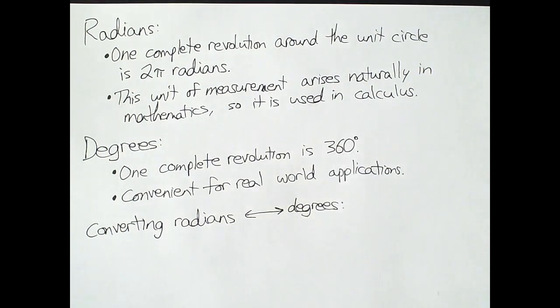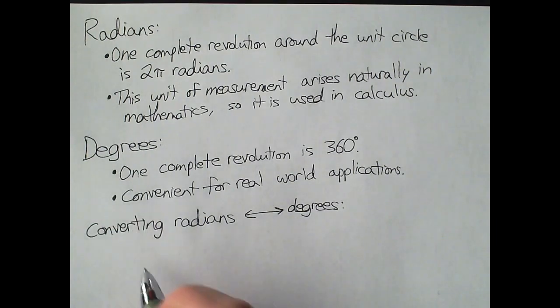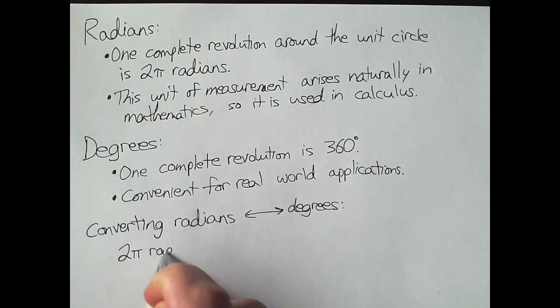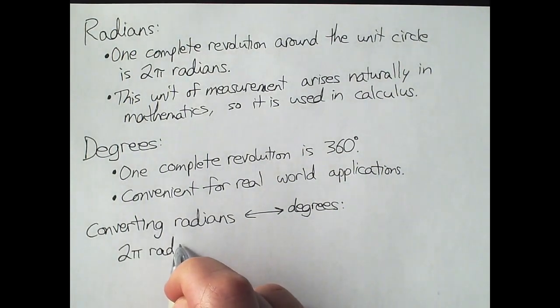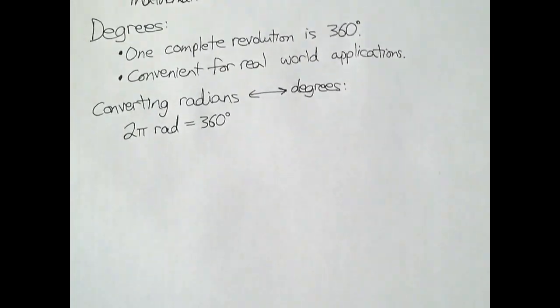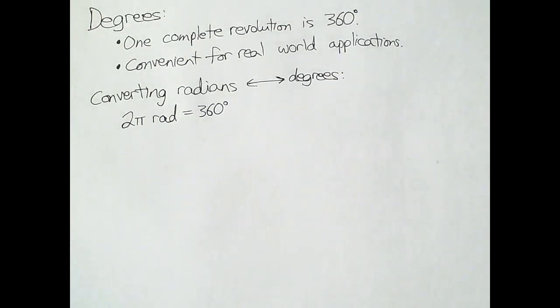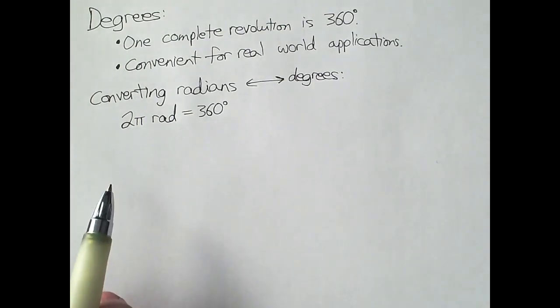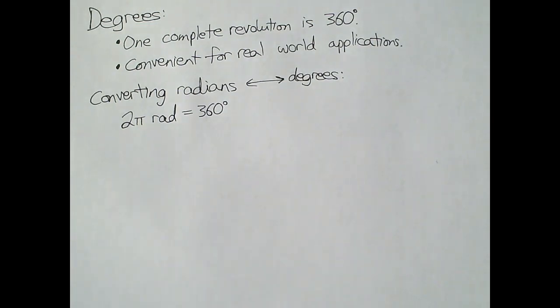But in general, if I said pi over 3 radians, or if I said pi over 6 radians, or some other number, we want to know how to convert. So let's start with the fact that 2 pi radians is equal to 360 degrees. We're going to use this to come up with a way to convert back and forth for any amount. What I'm going to do is divide both sides. This equation is true. I'm going to divide both sides of it by 360.